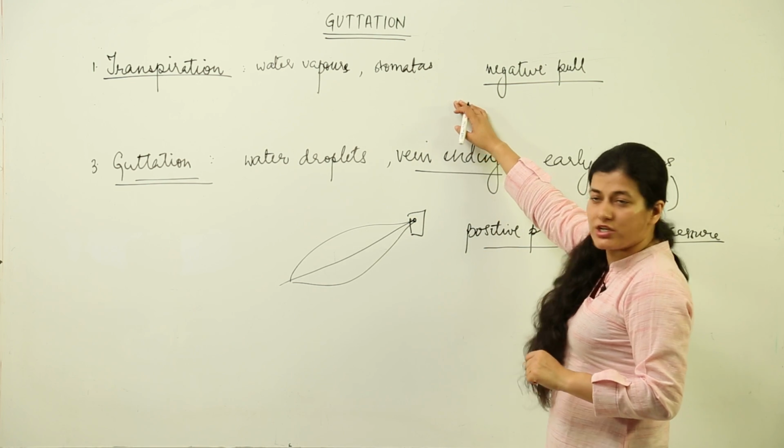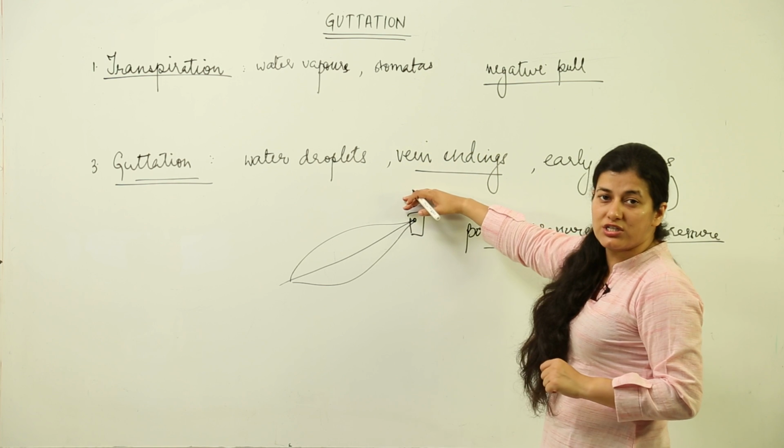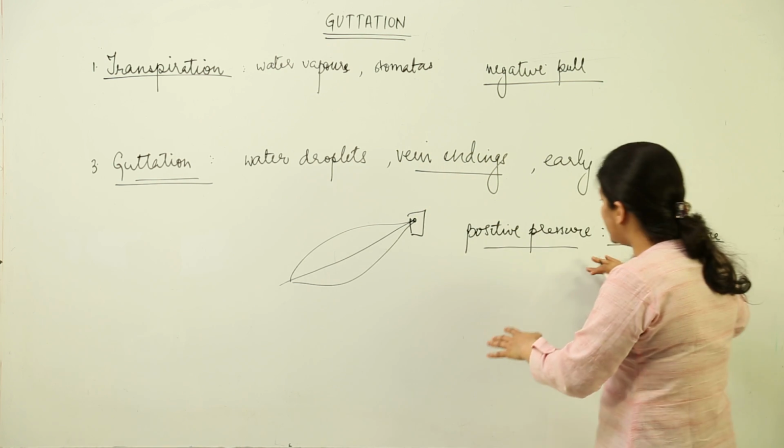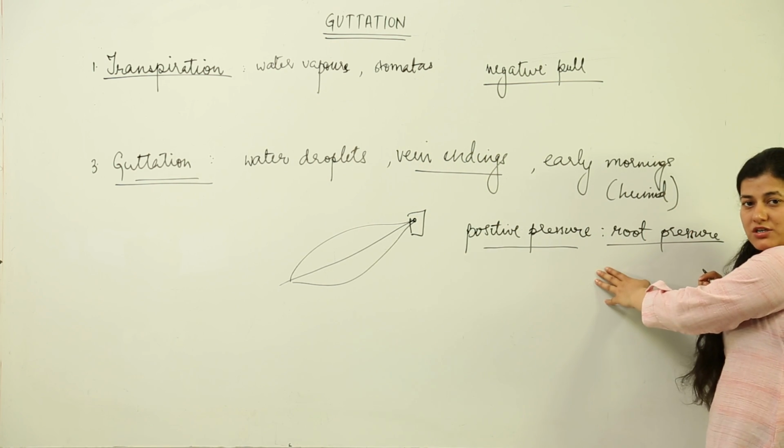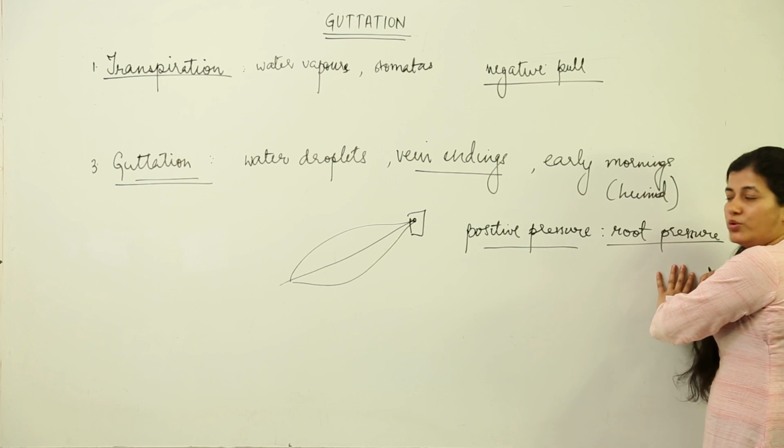So the transpiration is a negative pull, while guttation is a resultant process that occurs due to positive pressure caused by the root pressure.